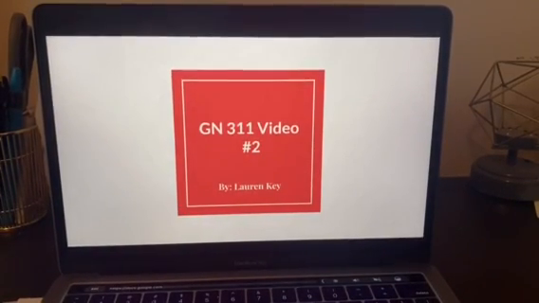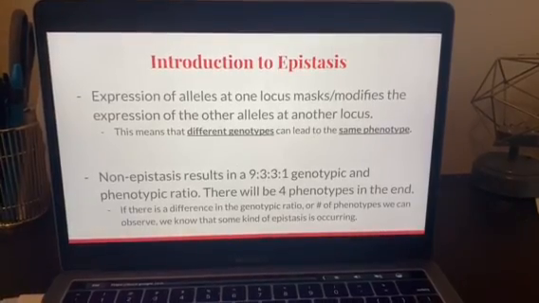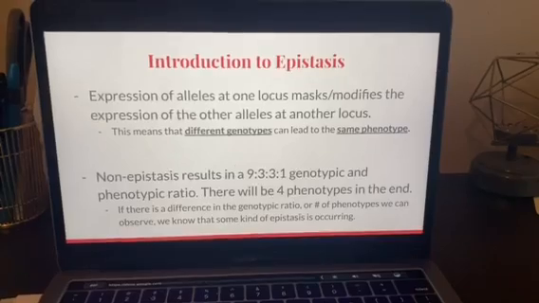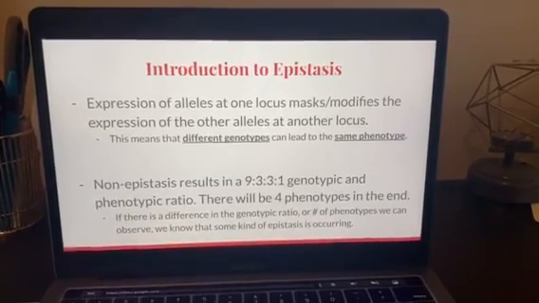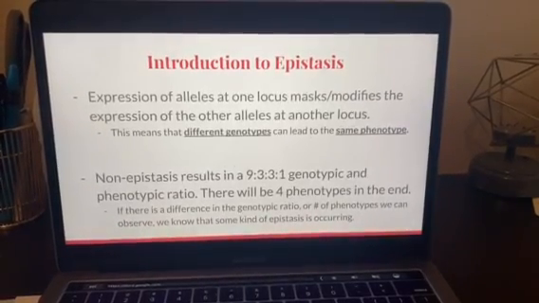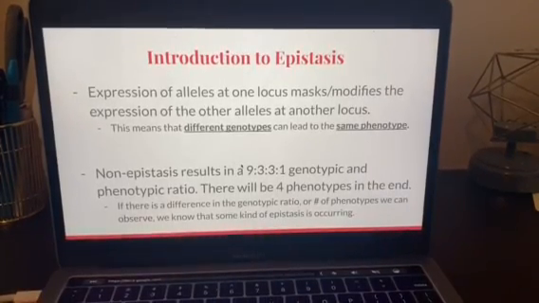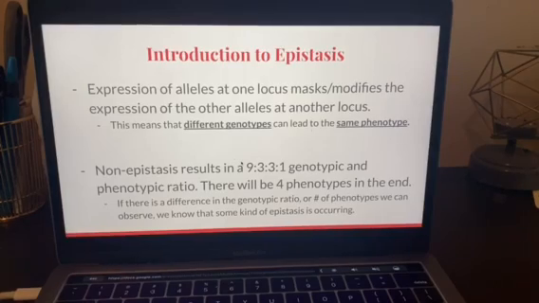Let's get started. This week we're going to be talking about epistasis. Epistasis is when the expression of alleles at one locus masks or modifies the expression of the other alleles at another locus. This means that different genotypes can lead to the same phenotype.